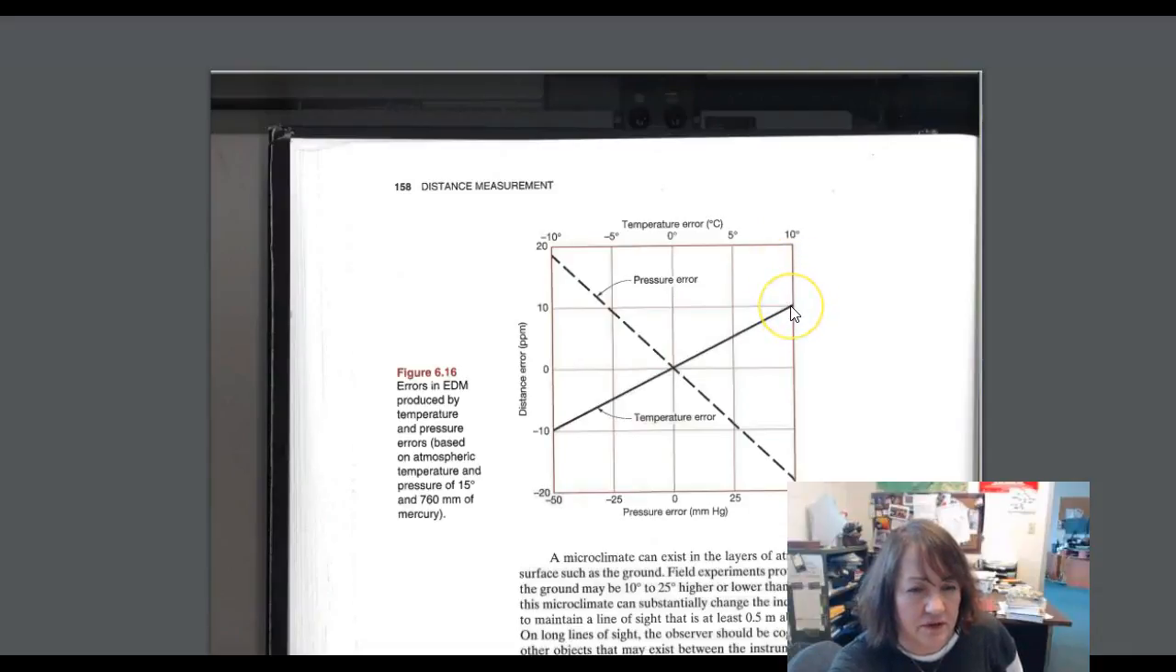So if you come down here to the temperature line, you'll see that the distance error from the graph is listed then as being 10 parts per million. Okay, so if you were to do the pressure line, you would use this line and you would read from down here. So, for example, if your pressure was 25 millimeters of mercury too low, you would come up here and you would have this sort of a correction. Okay?